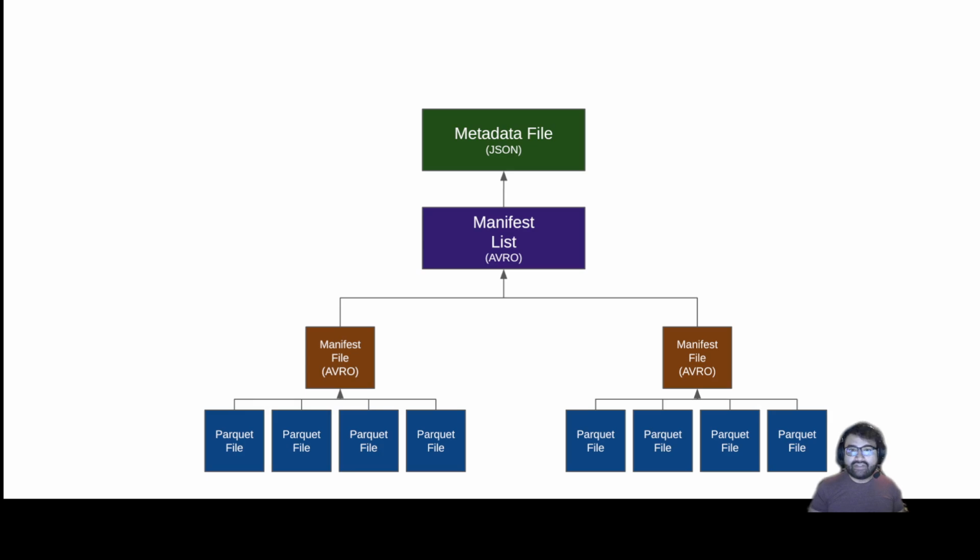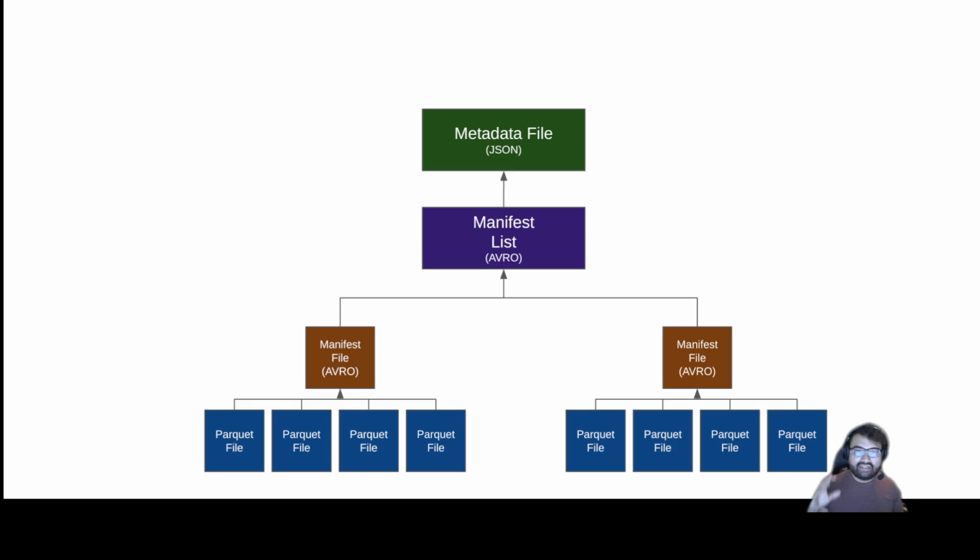And this generally has all the information you'd want about the table, like what is the table's current schema and historical schemas, what is the table's partitioning scheme and historical partitioning schemes, what is the table's current snapshot and its previous snapshot. And again, a snapshot is analogous to a manifest list. So all that high-level data about the table is in this metadata file.